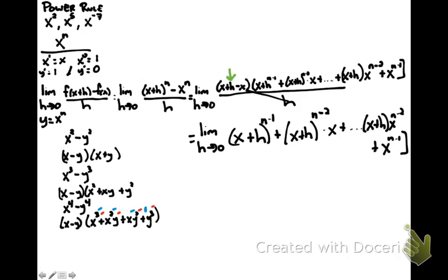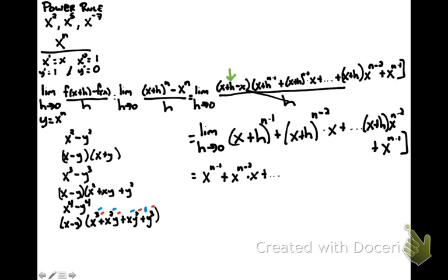And again, our algebra becomes the issue here. Notice that since we can take the limit now, when h is 0, everywhere there's an h, this is going to go down to just x. So we'll have x to the n minus 1 plus x to the n minus 2 times x plus, and it's going to follow that pattern the whole way.